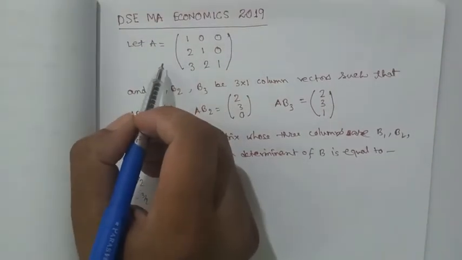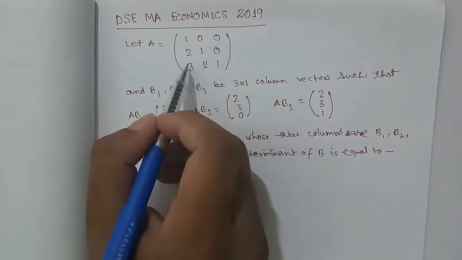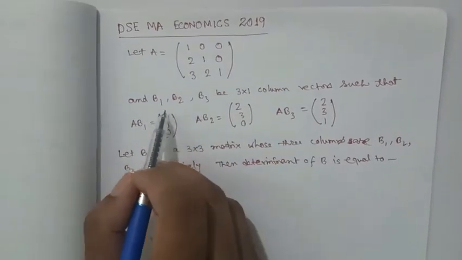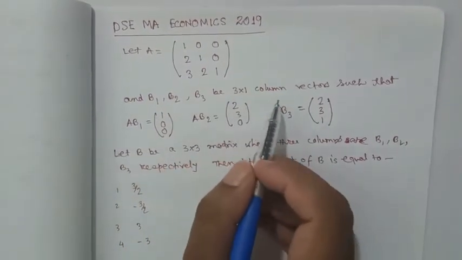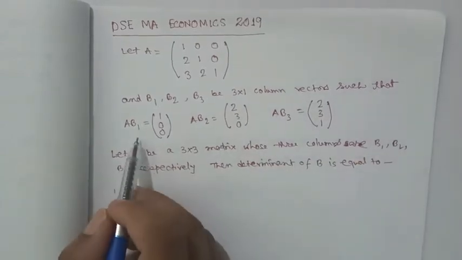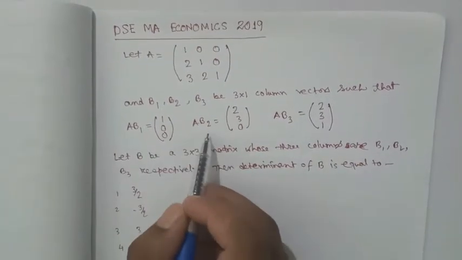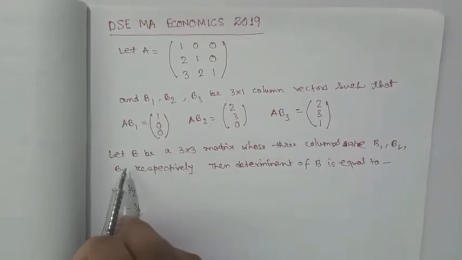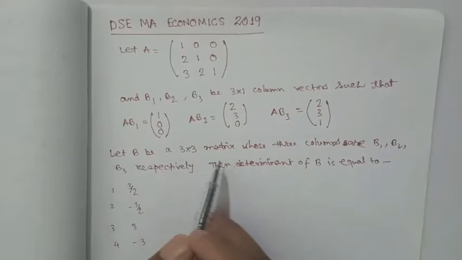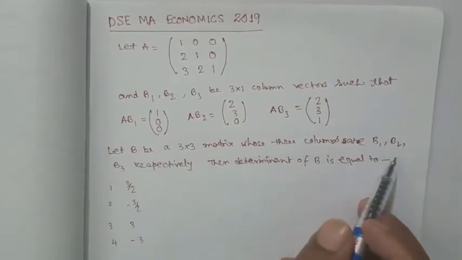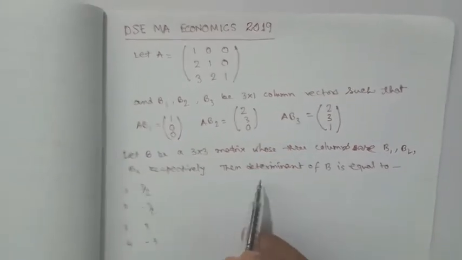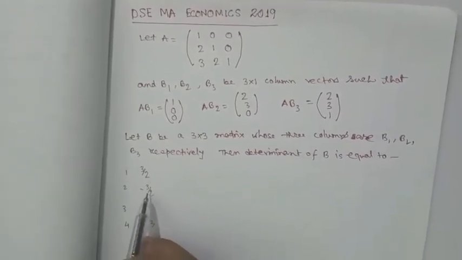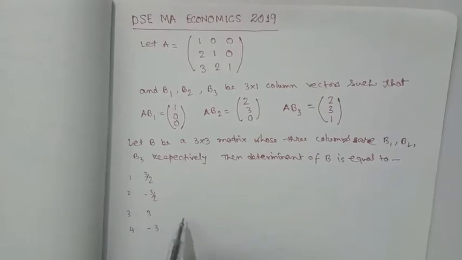Let A be the matrix 1 0 0, 2 1 0, 3 2 1. B1, B2, B3 are 3 cross 1 column vectors such that AB1 is 1 0 0, AB2 is 2 3 0, AB3 is 2 3 1. Let B be a 3 cross 3 matrix whose three columns are B1, B2, B3 respectively. Then the determinant of B is equal to, options given: 3 by 2, minus 3 by 2, 3, minus 3.